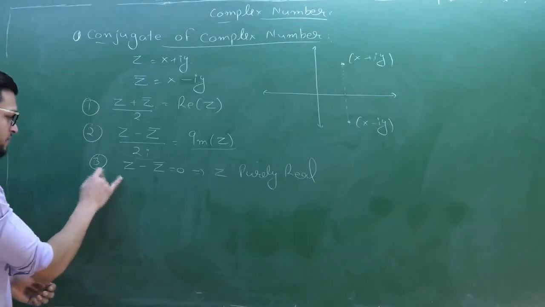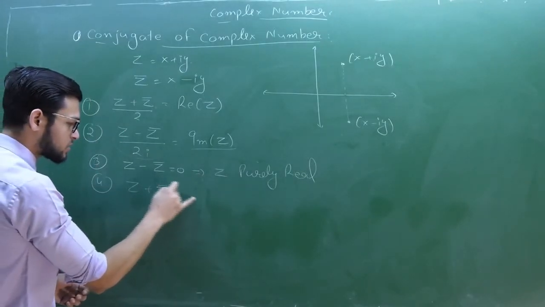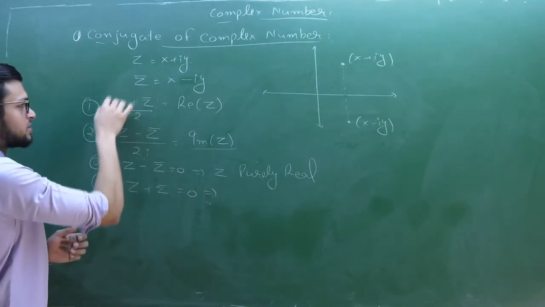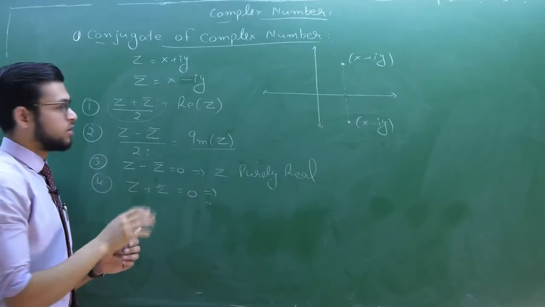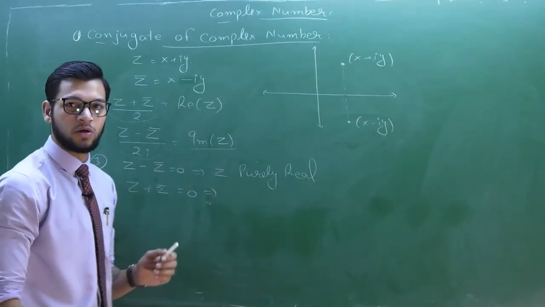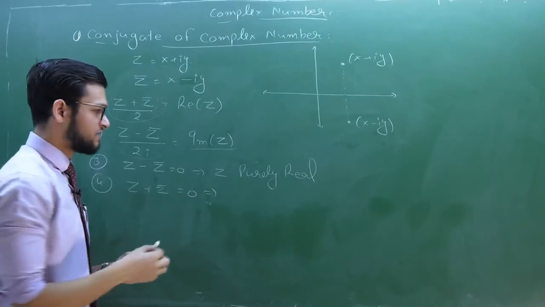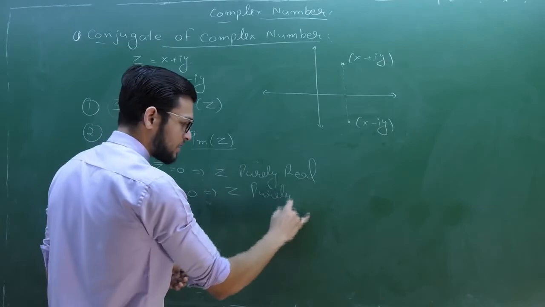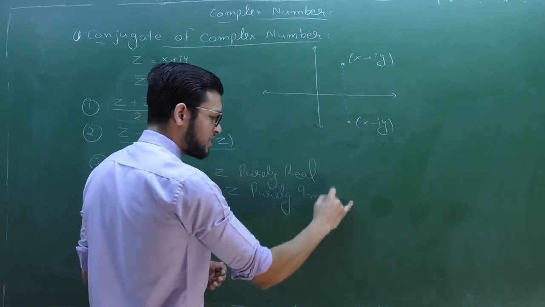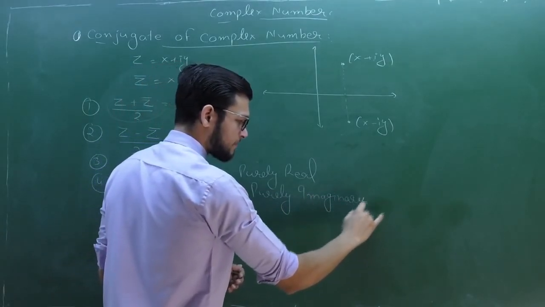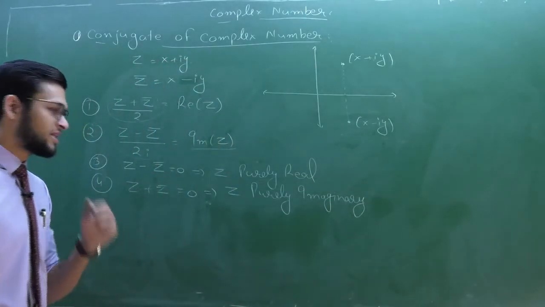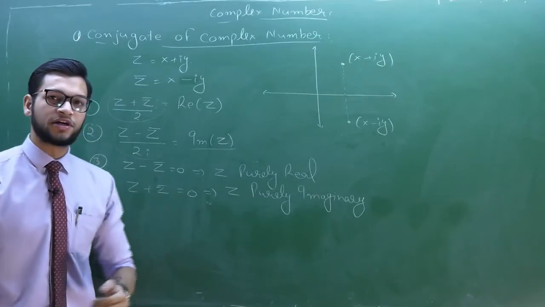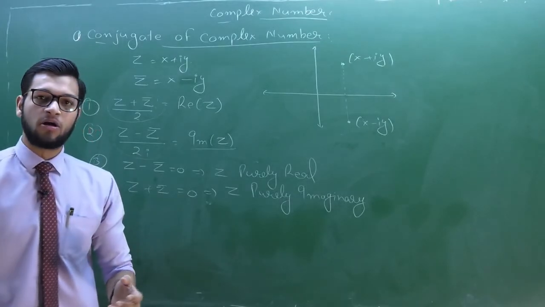And if we have z plus conjugate of z equal to 0, then the real part of z is equal to 0. If the real part of z is 0, then z will be a purely imaginary number. So if z minus conjugate of z is 0, z is purely real. If z plus conjugate of z is 0, z is purely imaginary.